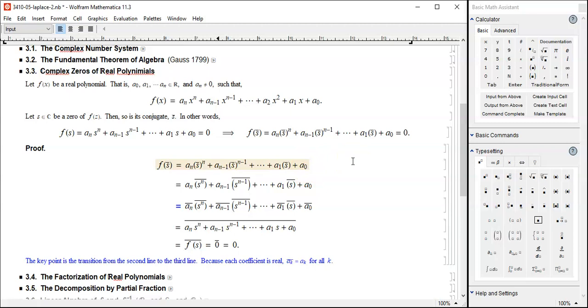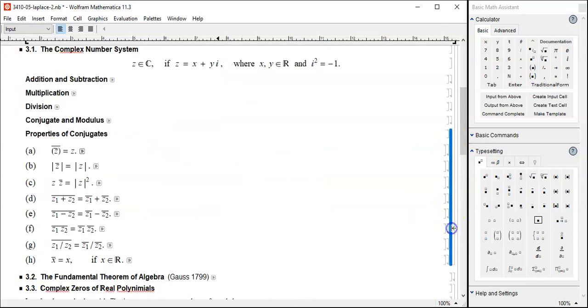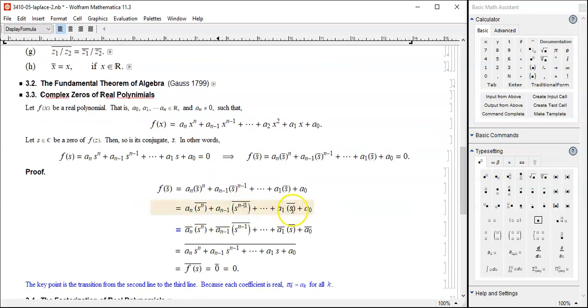Just by definition, plugging s bar into the definition, we get the first line, and then we apply the properties of conjugate. S bar to the nth power, what do you mean by that? That is, take the conjugate first and then repeat the multiplication. Down here, repeat the multiplication first and then take the conjugate later. What did we say earlier? It does not matter whether we multiply first or later, conjugate first or later. So they are the same. Same here, they're all the same.